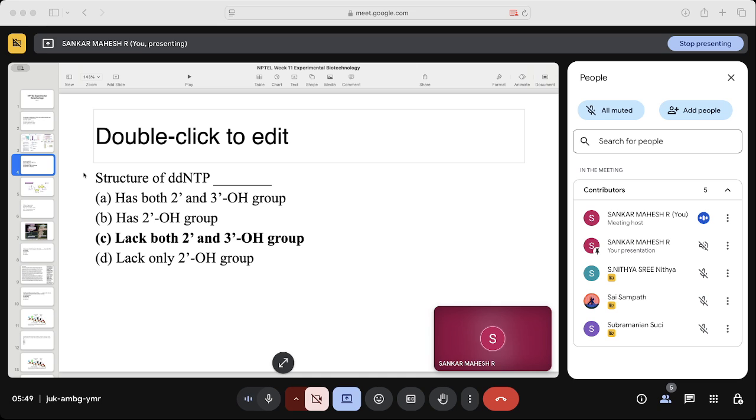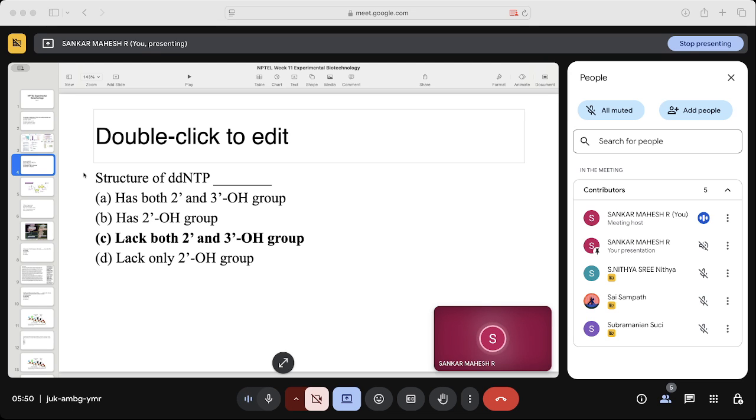Okay. The next is a relevant question. Structure of DDNTP, and four options are given here. It has both 2' and 3' OH. It has 2' OH group. Option C, it lacks both 2' and 3' OH group. Option D, it lacks 2' OH group. So you can take a couple of minutes to think about this.